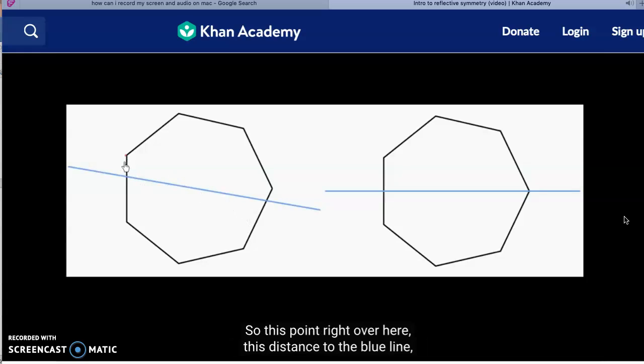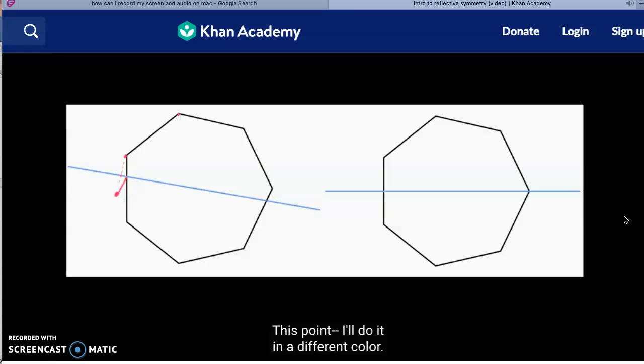So this point right over here, this distance to the blue line, let's go the same amount on the other side, would get you right there. And so you immediately see we start ending up with a point that is off what's actually here in black, the actual bottom part of the polygon. So this is a pretty good clue that this is not an axis of symmetry, but let's just continue it just to go through the exercise. So at this point, if you reflected it across this blue line, would get you here.